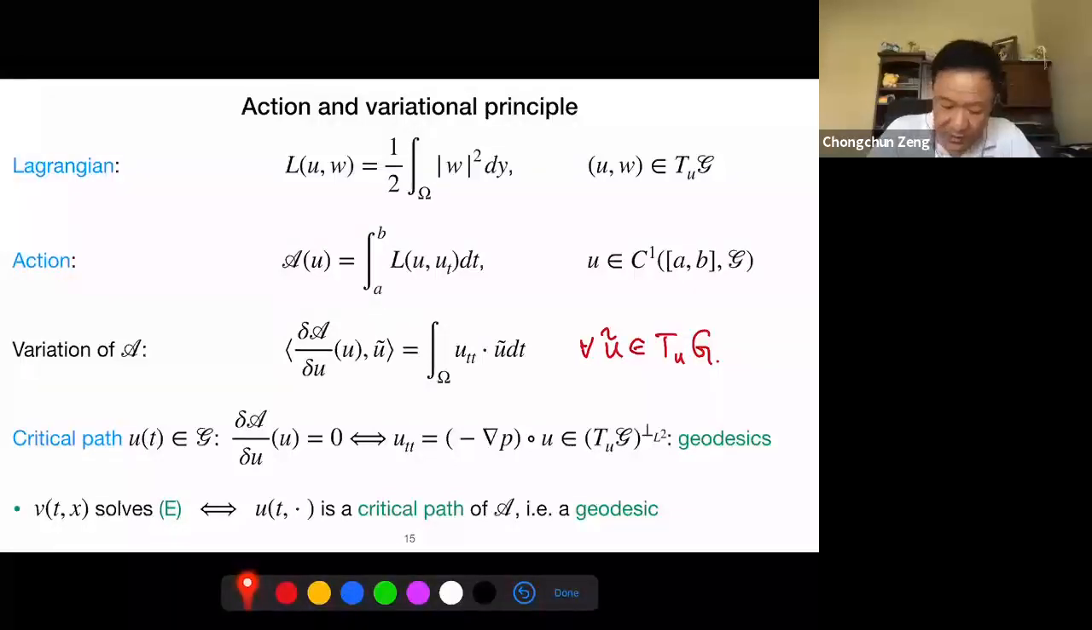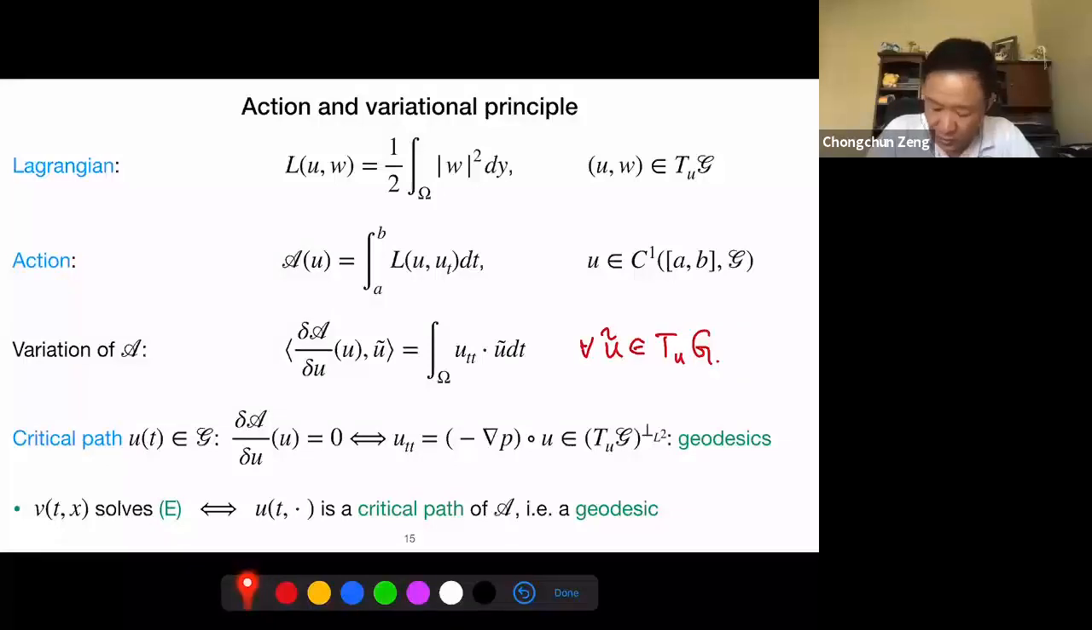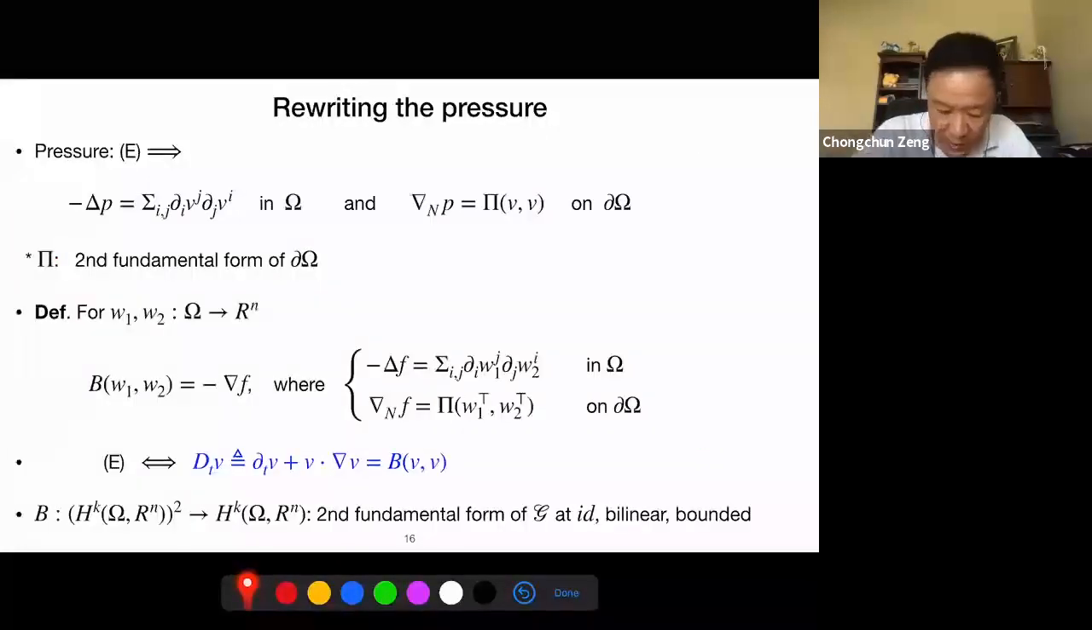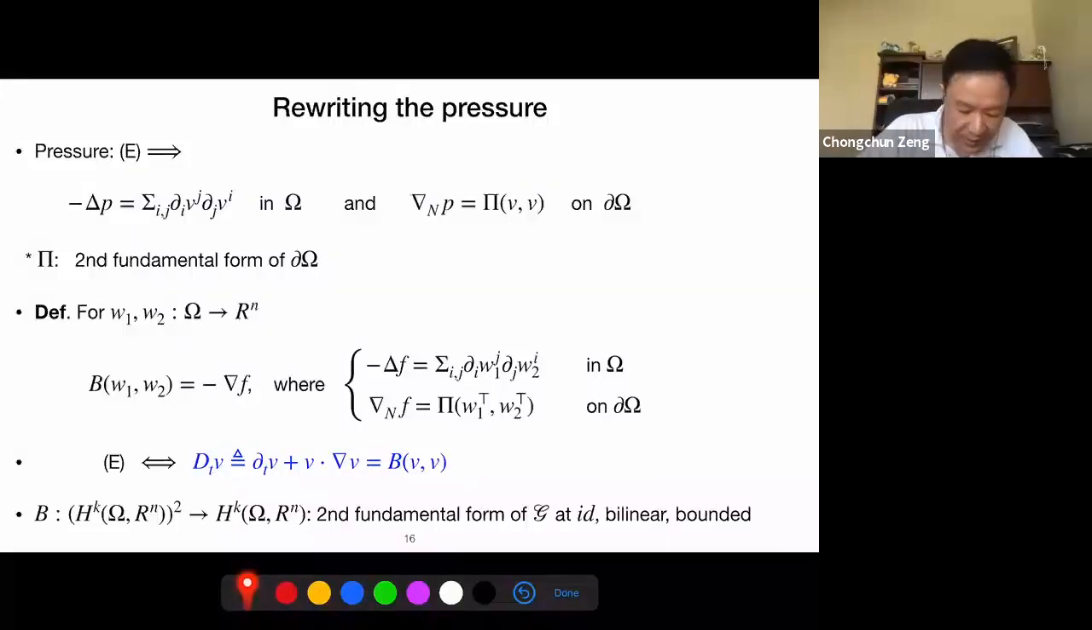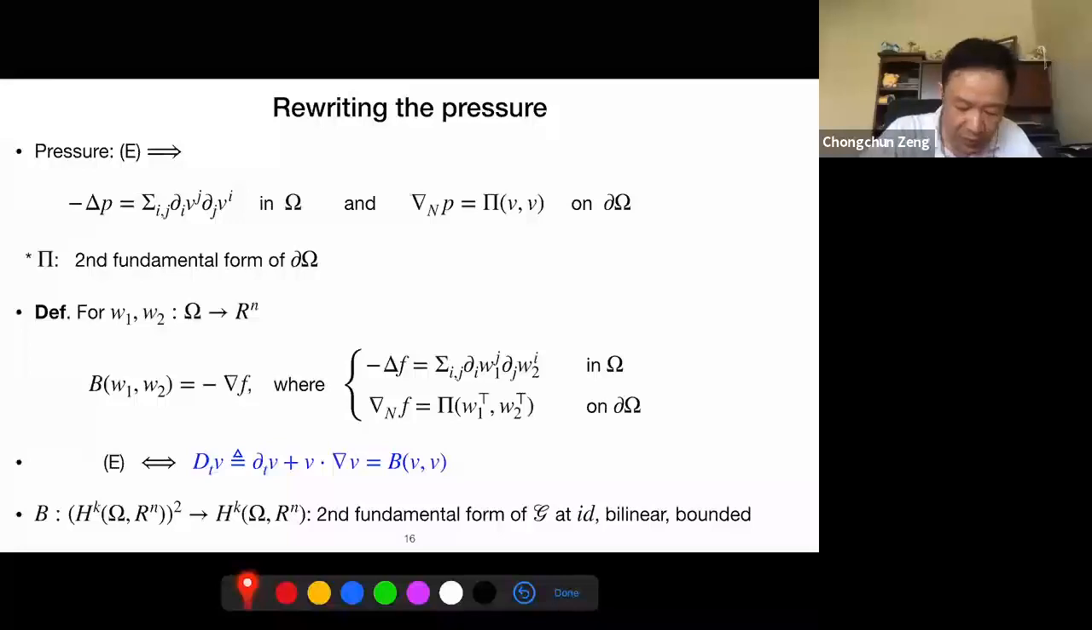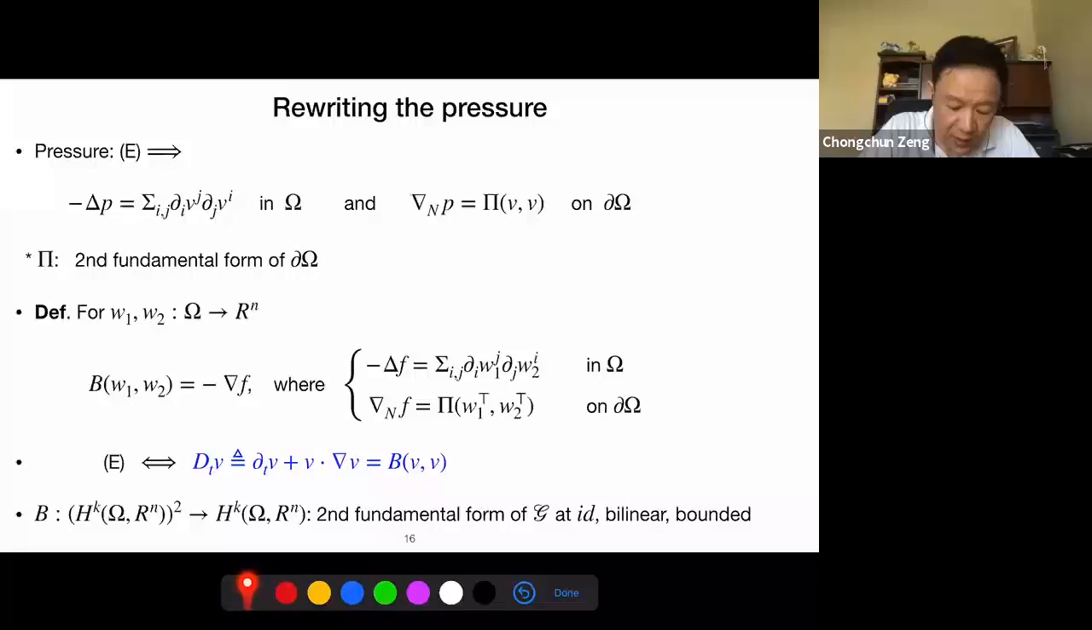Okay, so this observation had been made a long time ago, in the 60s by Arnold, and actually even before that. But we want to see how this is going to help the analysis. So the next thing is that here, the pressure in this Euler equation appears as a Lagrange multiplier. So the gradient of the pressure appears as the normal component of the second order derivative of the Lagrangian map. So it's a Lagrange multiplier, but it would help if we can compute it.